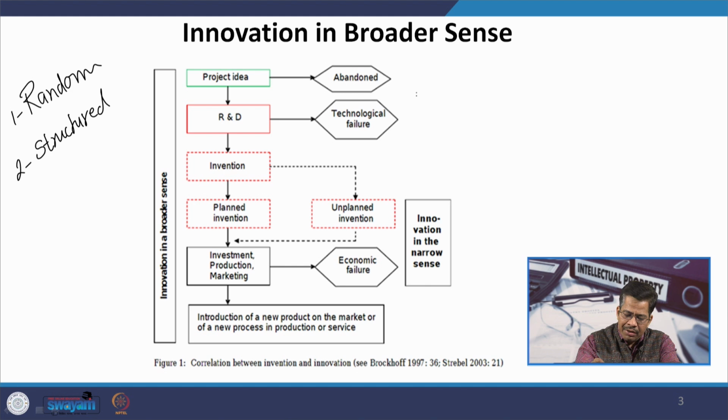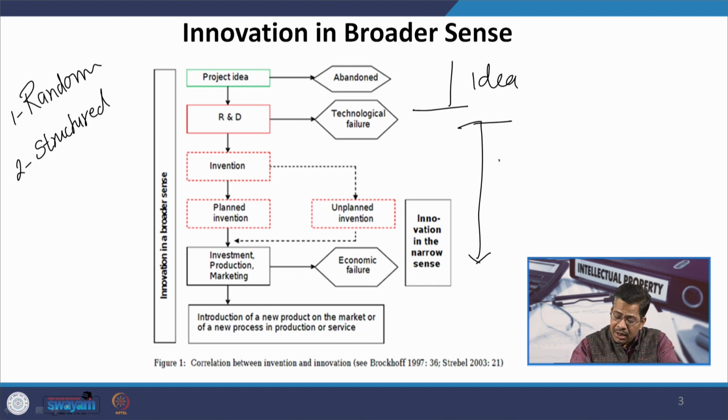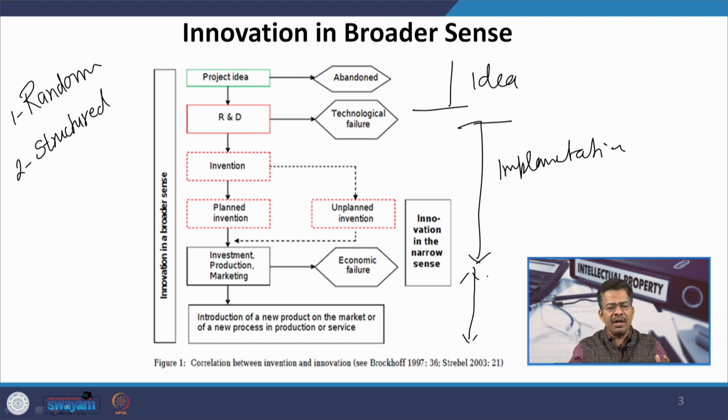So, up to here you can say is the idea. From here to here, it is the stage of implementation. And then finally, when we are talking of investments, production, marketing, these things, this is about creating impact from our innovation. So, this is impact creation, scaling.